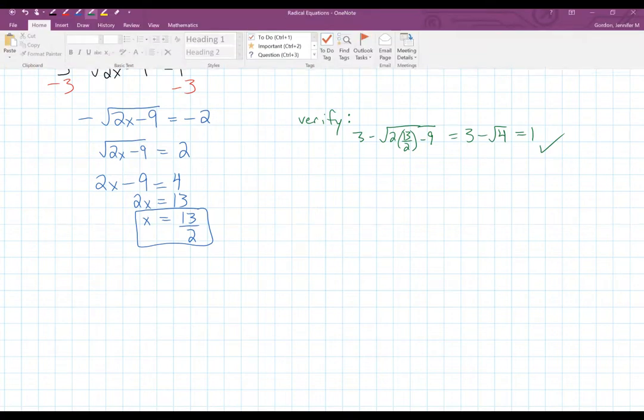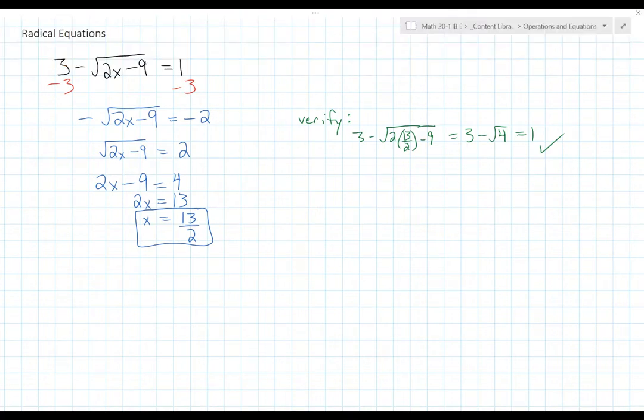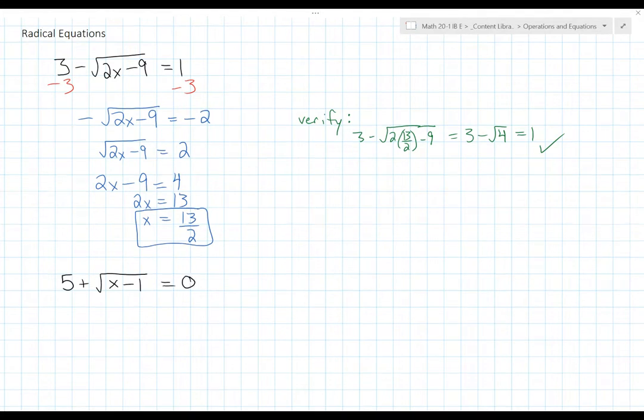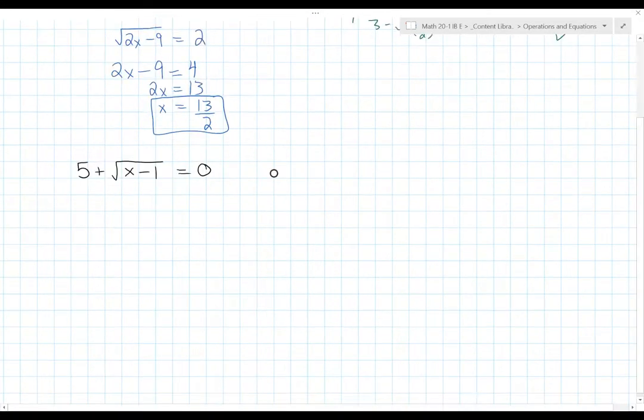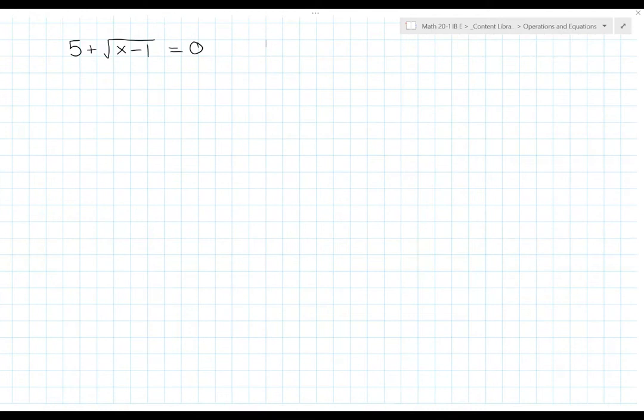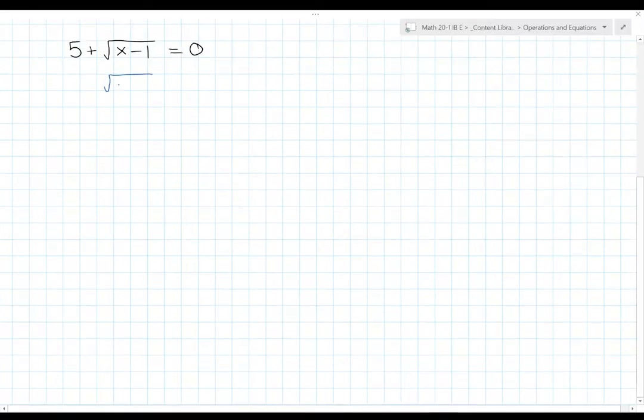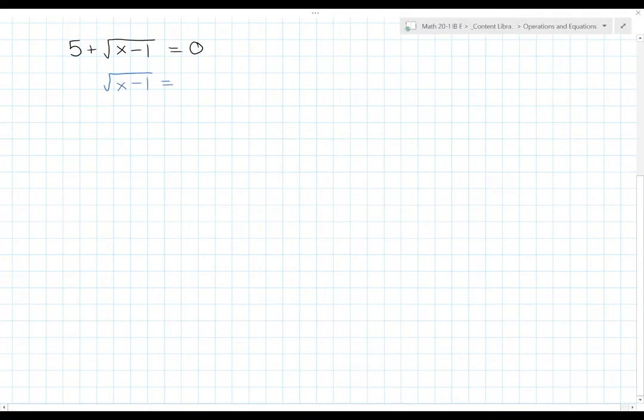So this does work. Now, I know that you've been told your whole lives that you should check answers. This is going to be a case where you absolutely must. And we're going to look at the next example and see what happens if we don't. So 5 plus the square root of x minus 1 equals 0. Now, if I go about the exact same thing I was doing in the previous example, in other words, I subtract 5 from both sides, I get the square root of x minus 1 equals negative 5.